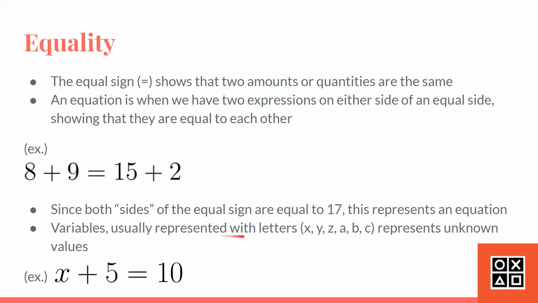Variables, usually represented with letters such as x, y, z, or a, b, c, represent unknown values. For example, x plus 5 equals 10. We do not know what x is, but we will learn how to solve for this value in the next few slides.